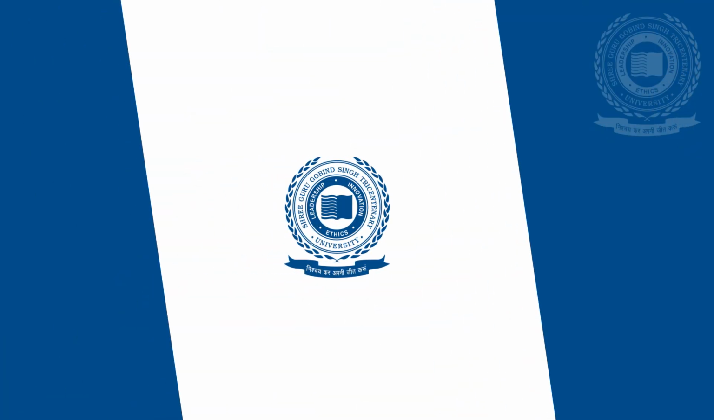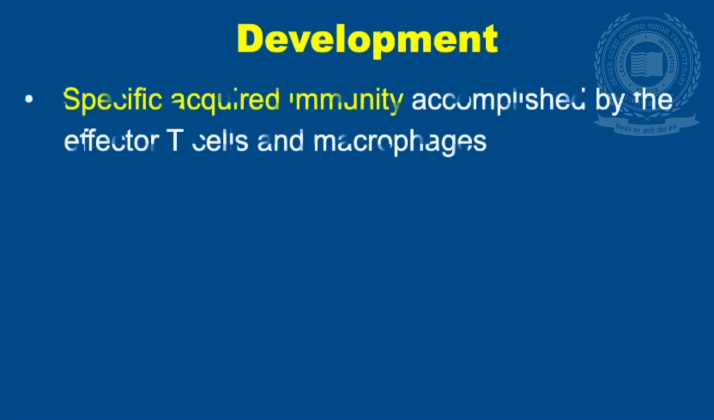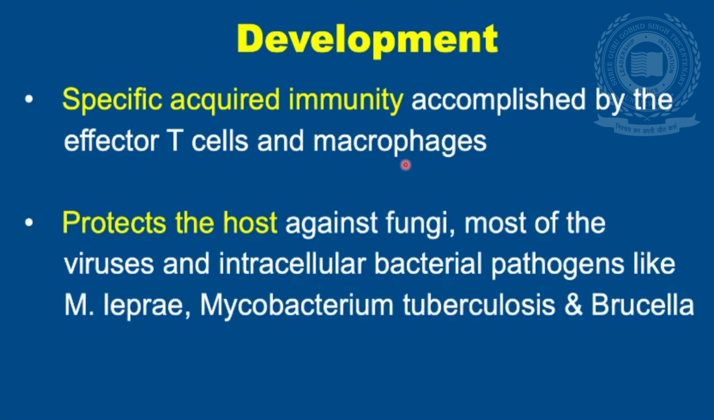Today we'll talk about cellular immune response. Development of cellular immune response. Cellular immunity refers to specific acquired immunity accomplished by the effector T cells and macrophages. It is also called cell-mediated immunity.